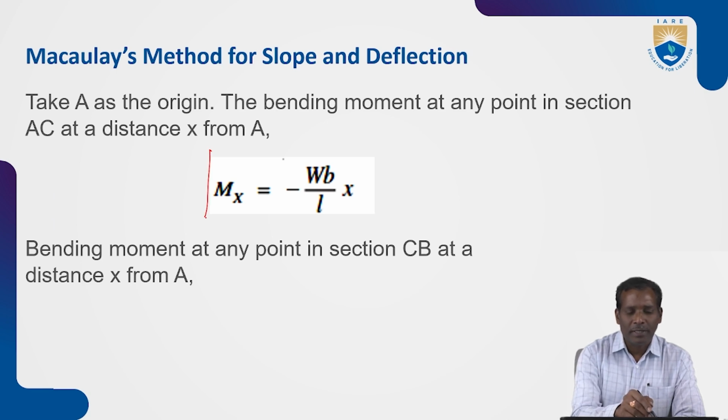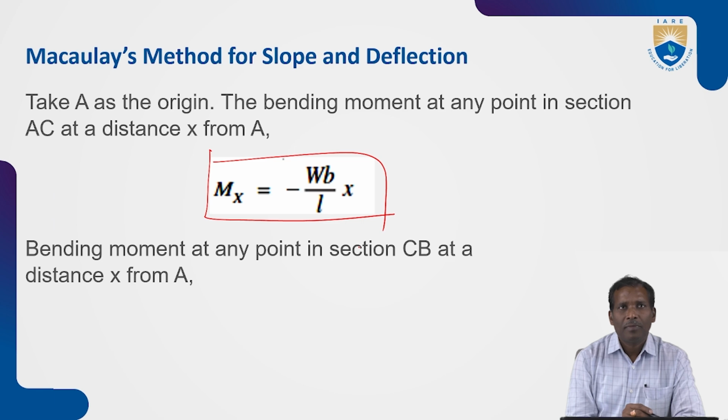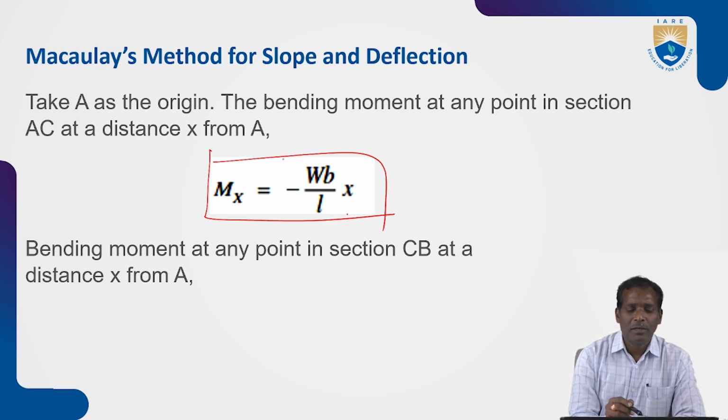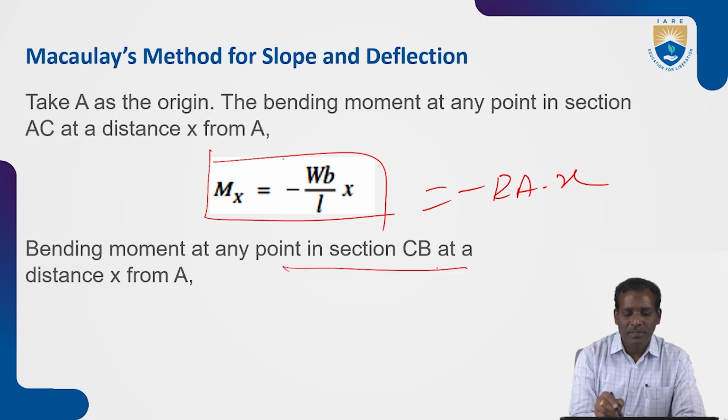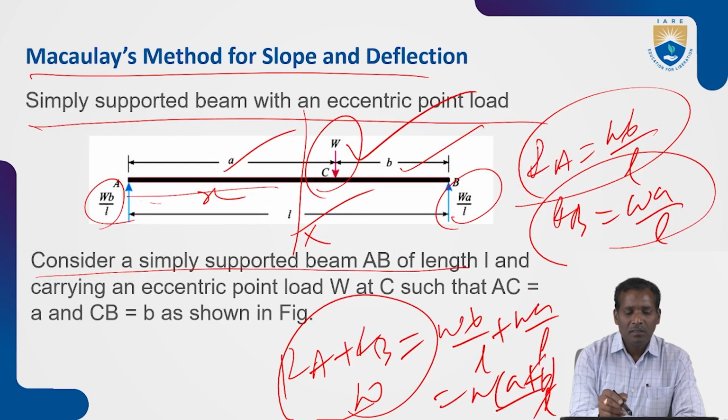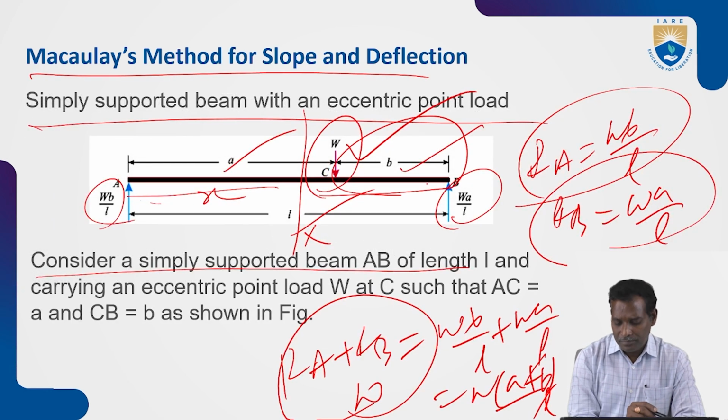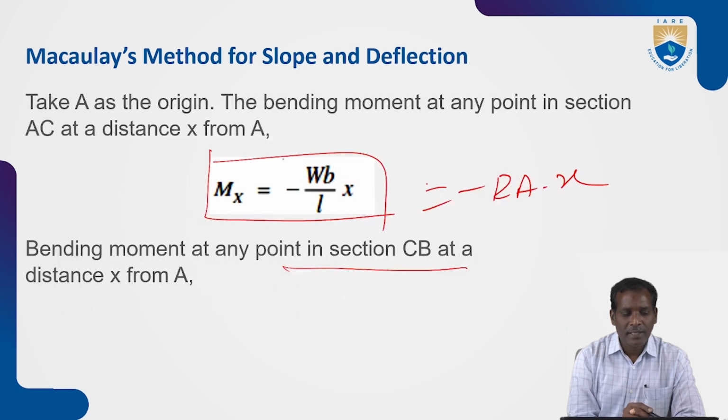So the bending moment is negative bending moment, minus W b by L into x. So it's nothing but minus RA into x. So the bending moment at any point in section CB at a distance x from A.